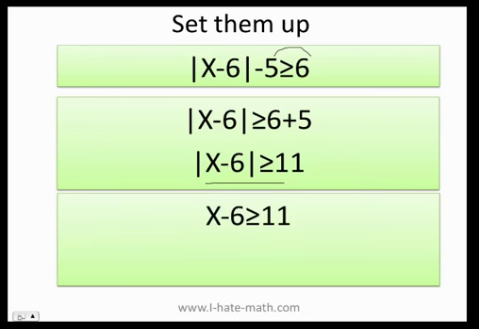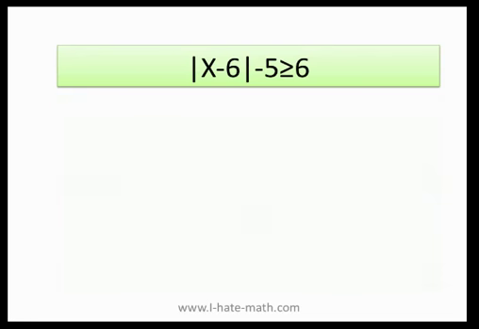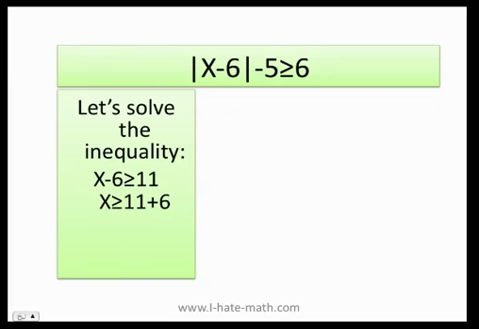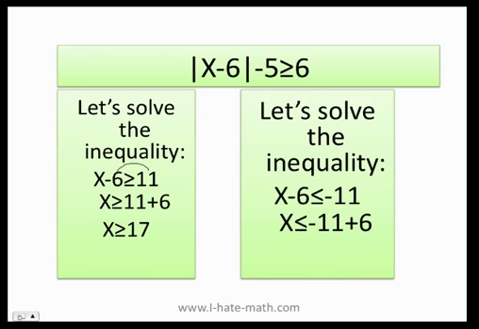So I'm going to have a positive and a negative. Remember, the only sign that I change is the one that is not inside the absolute value. And then I flip the inequality sign. Beautiful. Let's solve it. Now, first, I pass the 6 to the other side. I get that x is greater or equal to 11 plus 6, which is x is greater or equal to 17. And then here, remember I had negative 11. I pass the 6 to the other side, and I get x less or equal to negative 11 plus 6, which is negative 5. Perfect.